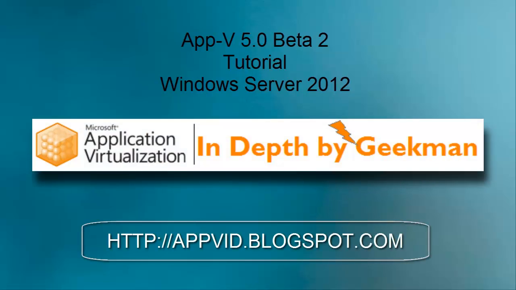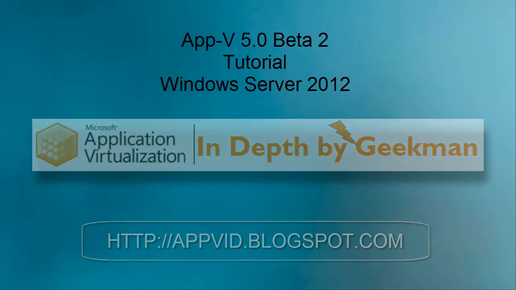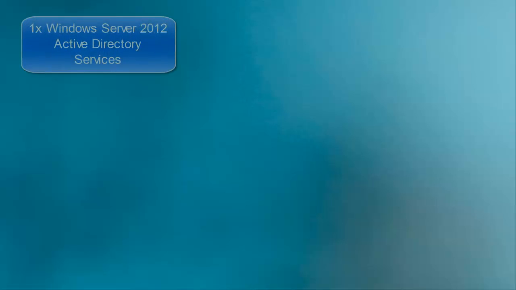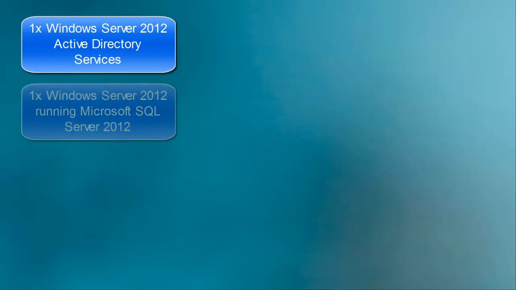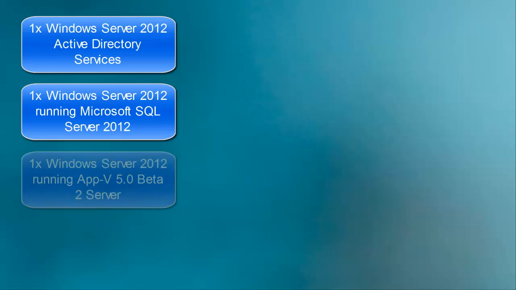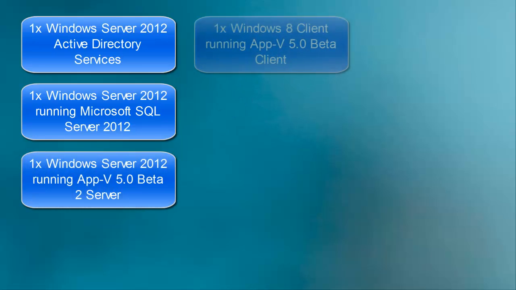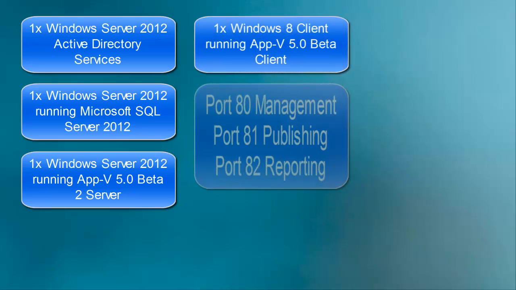Welcome to the AppV5 Beta 2 tutorial for Windows Server 2012. I have one Windows Active Directory server, one server running Microsoft SQL Server 2012, one server running AppV5 Beta 2, and one client running Windows 8, and the ports are 80, 81 and 82.